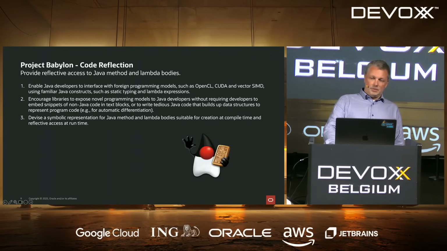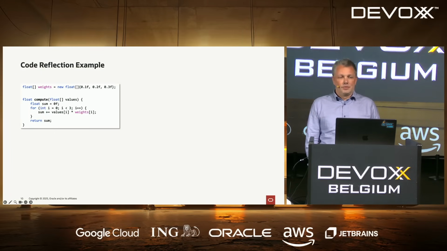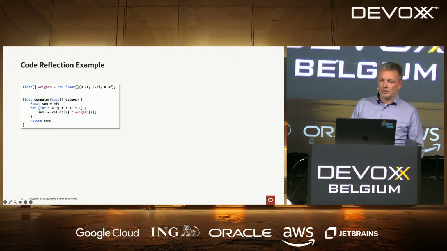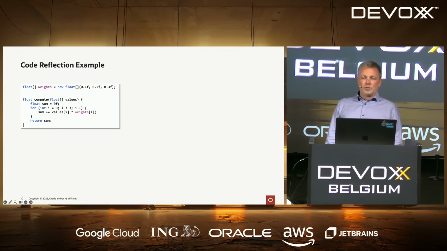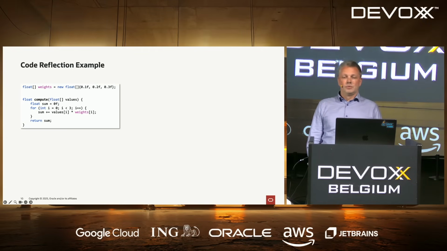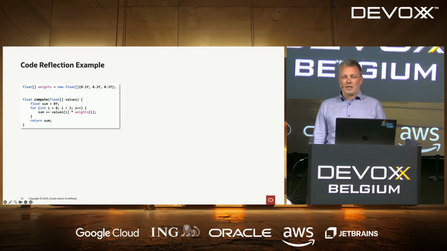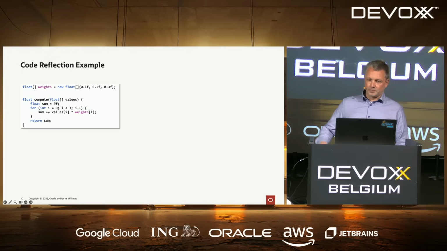However, let's start slowly. We'll start in a pure Java domain. This is the simplest example. We have a method that computes a weighted sum of an array of 3 floats. The weights are here considered as computation constants. There are no custom libraries, no external tools involved, just Babylon and Java.